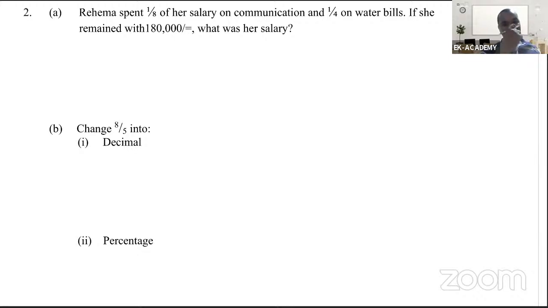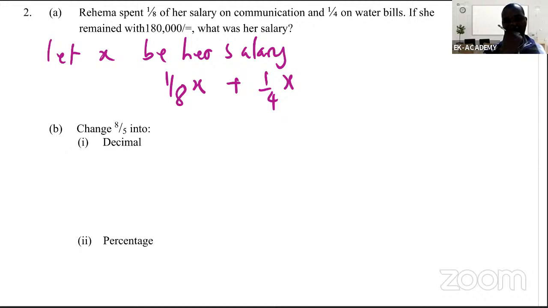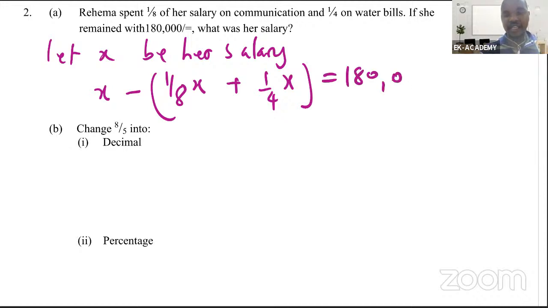Question number 2A, sorry. Rehema spent 1/8 of her salary on communication and 1/4 on water bills. If she remained with 180,000 shillings, what was her salary? So solution for this question, we can let X be her salary. So she spent 1/8 of her salary on communication plus 1/4 of her salary on water bills. And the remaining money is 180,000 shillings. So if I take the salary minus, which is X minus 1/8 X plus 1/4 X, eventually we are going to get 180,000.